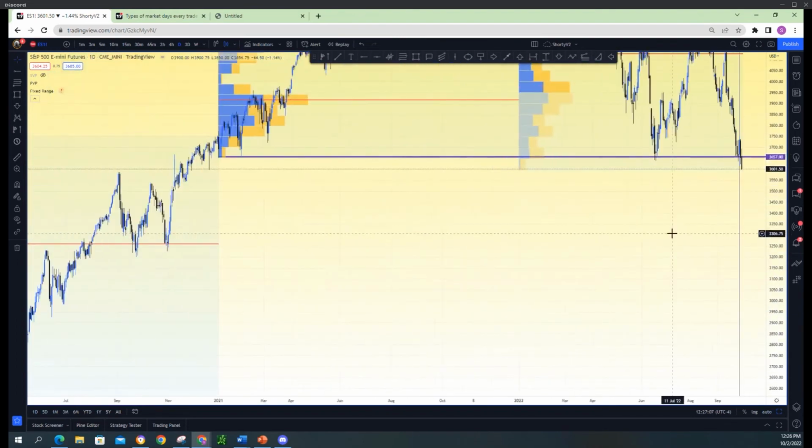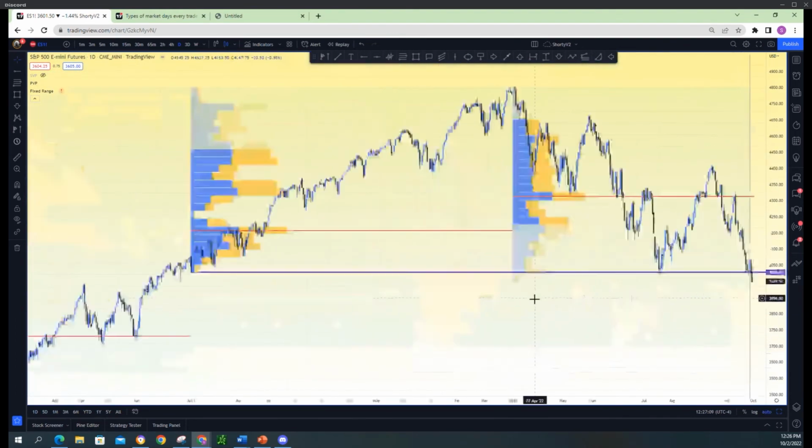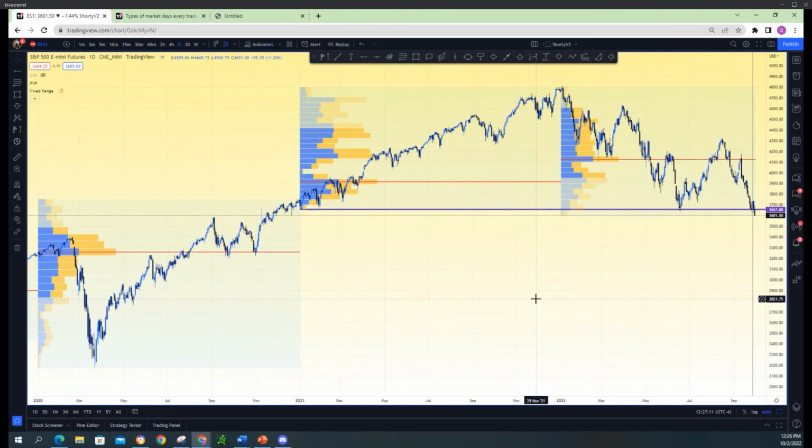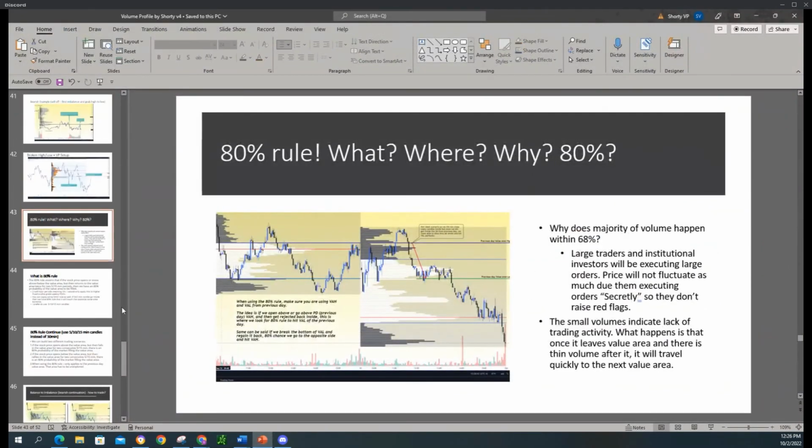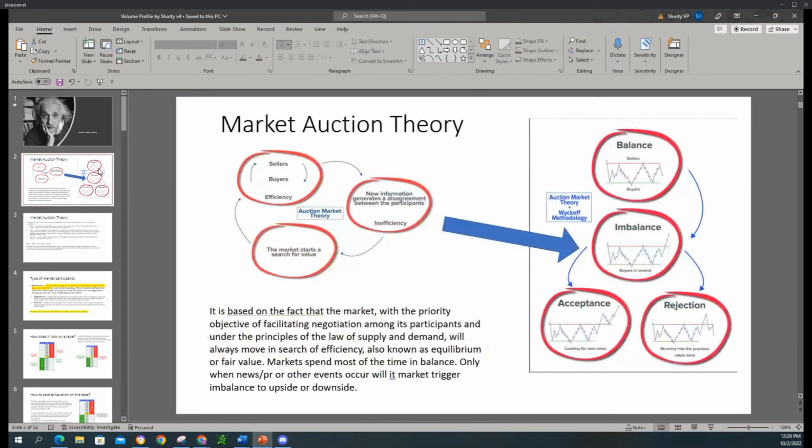And now you finally see a year-long balance has been broken. So now what do you do? Let me just bring this slide up. First slide. When you break balance, what do you do next? Acceptance or rejection. The market's going to look for what? A new value area. New value. We're going to look for new value.